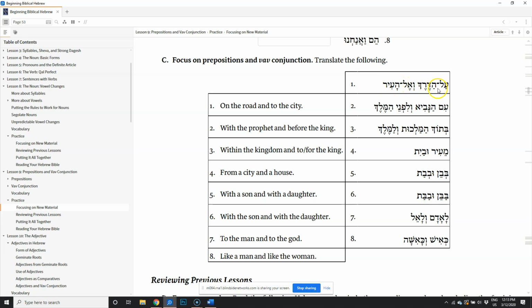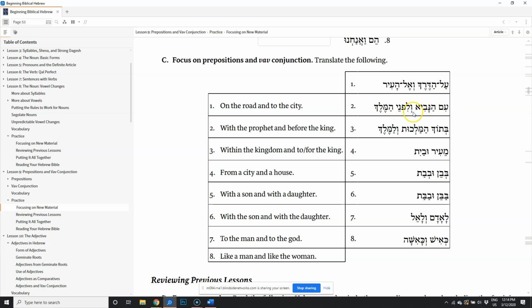Now, you can translate both of those differently. He has on the road and to the city. Either way, no problem. Onto the path and toward the city, into the city. Good enough. Next one, we've got im ha-navi. Im here is with. It's another form of with. Actually, this might be the only form of with that we've had so far. There are a couple different ways to say with in Hebrew, but im hanavi, so with the prophet.